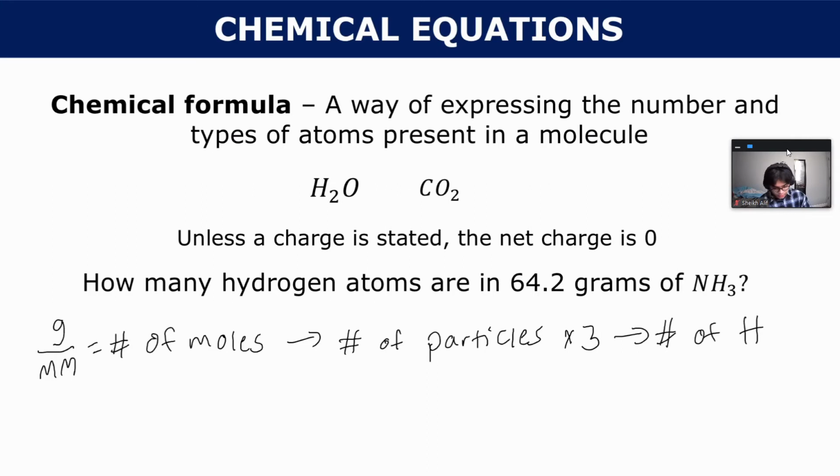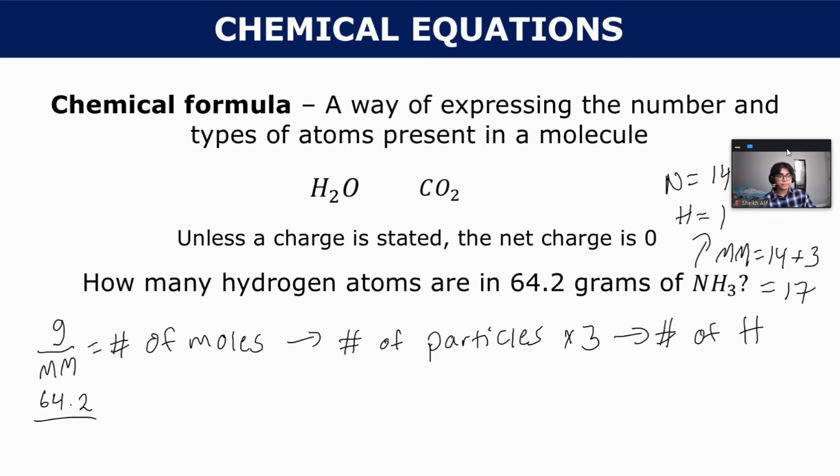So if we do out the calculation here, 64.2 divided by the molar mass of NH3. N has a molar mass of about 14, and hydrogen has a molar mass of about 1. So molar mass is going to equal 14 plus 3, which is 17. So if we divide that by 17, we're going to get about 3.8, sorry. And remember, that is the number of moles. Let me just write it there for clarification.